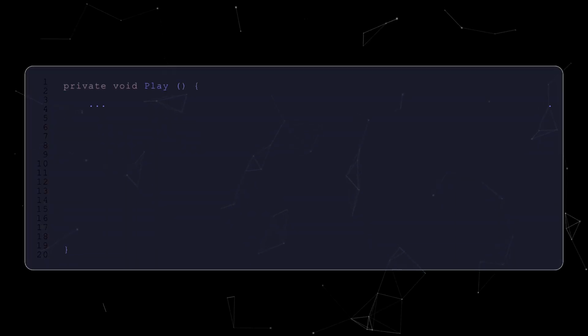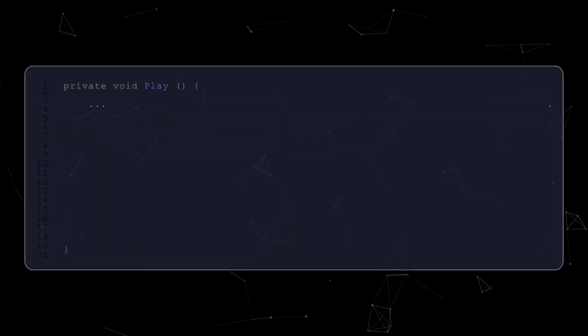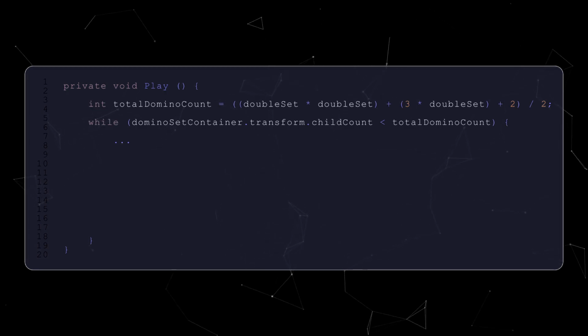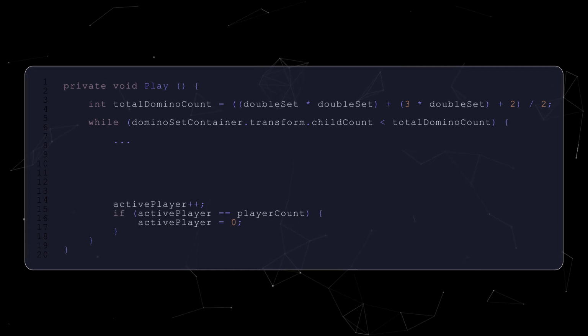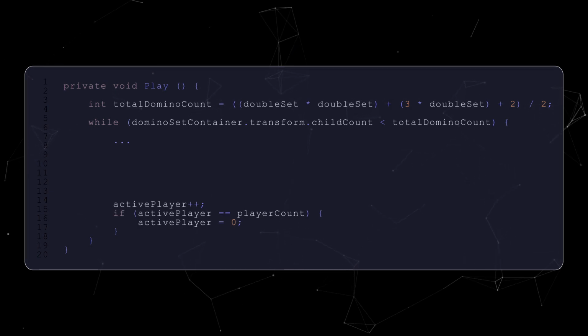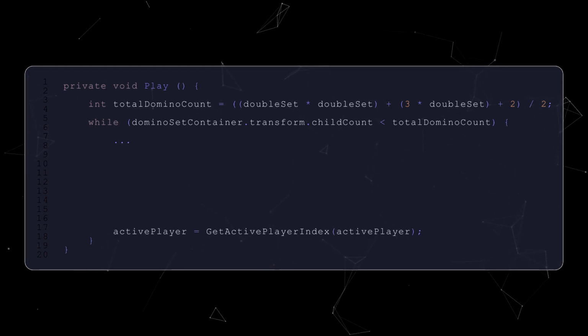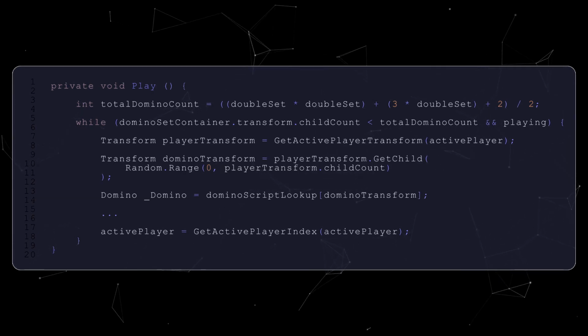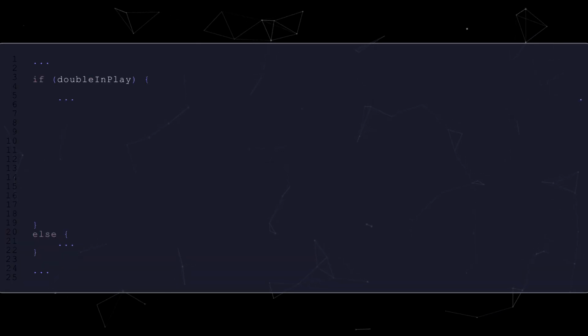Anyway, I'll try to make this quick, but here's my first attempt in my play method where my idea was to play until I reach the total amount of dominoes in the set. And then I keep track of the current active player, and I threw this logic into a method since I had it in other places as well. I grab a random domino from the active player. So if a double domino is in play, you have to play on that domino until all positions are filled.